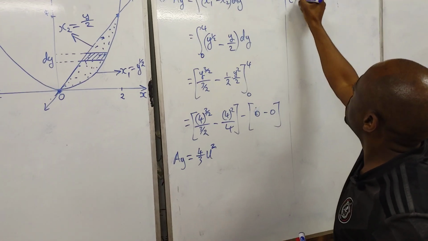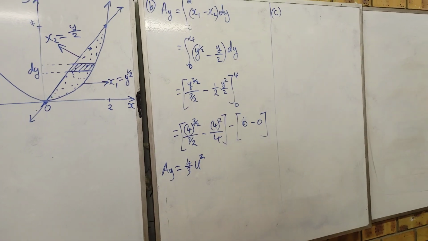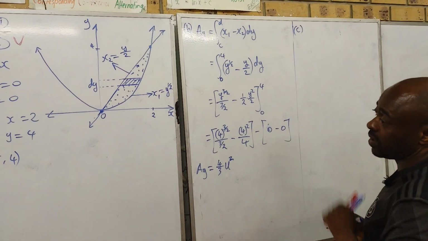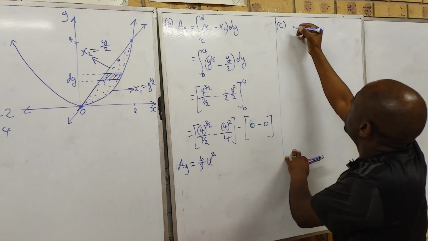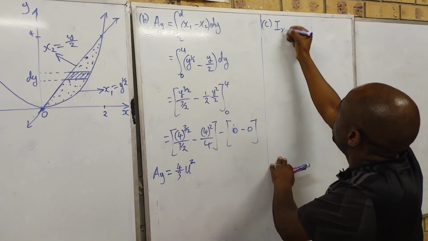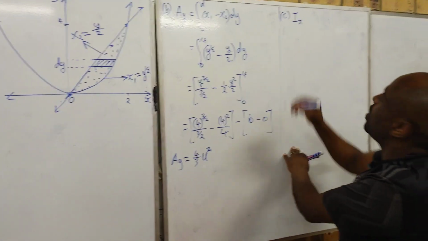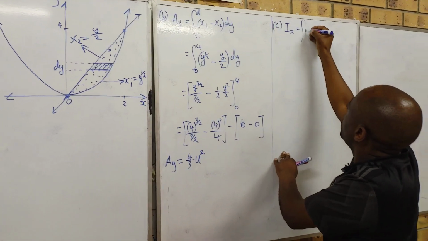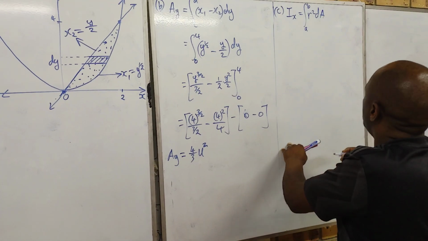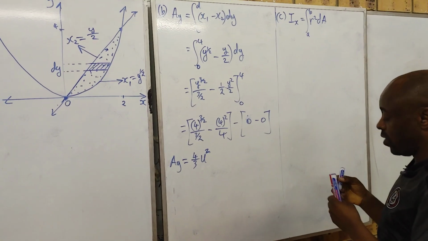It's that simple. Let's go to the C part, which says calculate the second moment of area about the x-axis. For N6, you simply go to page 5 of your formula sheet. You look for the formula for second moment of area about the x. That formula will be written simply like this. So it's your duty now to develop this from your graph.